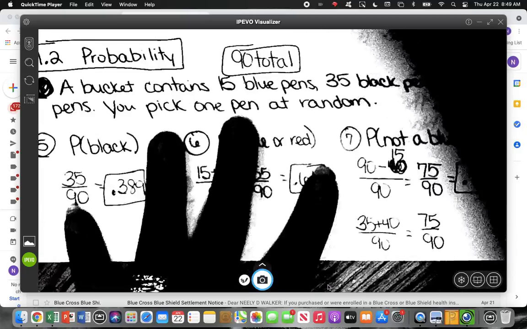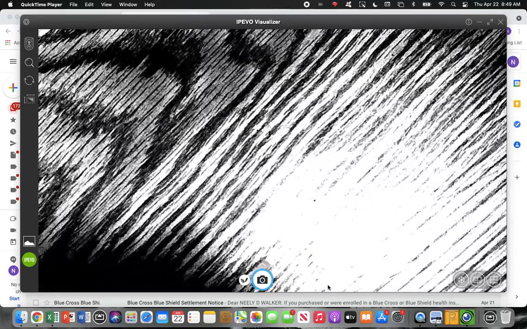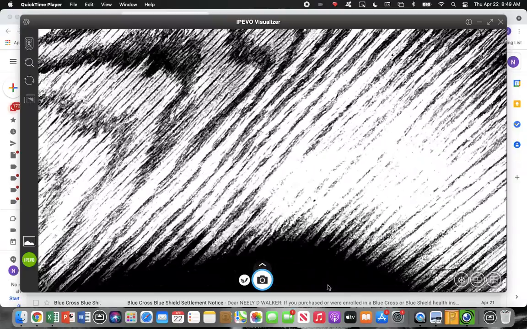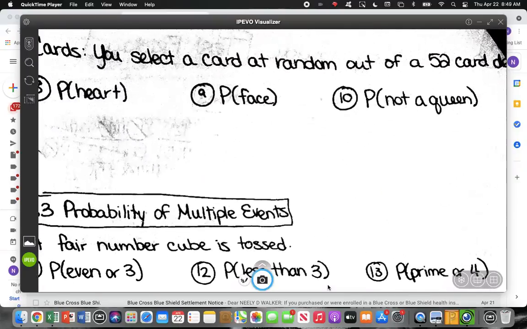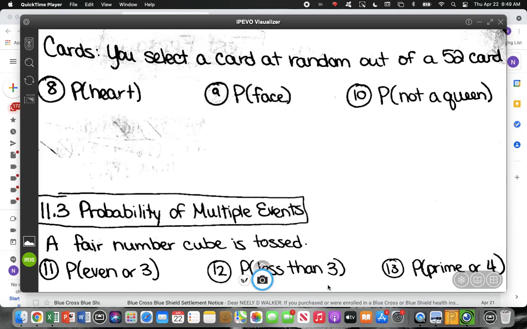All right, let's take a look at the next page. All right, the next one we're talking about cards. I will be giving you guys an image that has a list of all 52 cards. So it'll have all of the cards to help you count. If you guys have that, do you guys feel like you could answer these questions a little better?